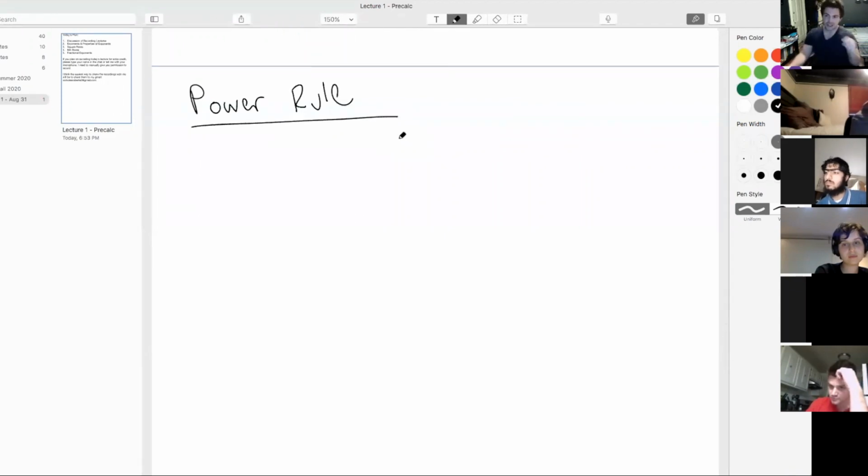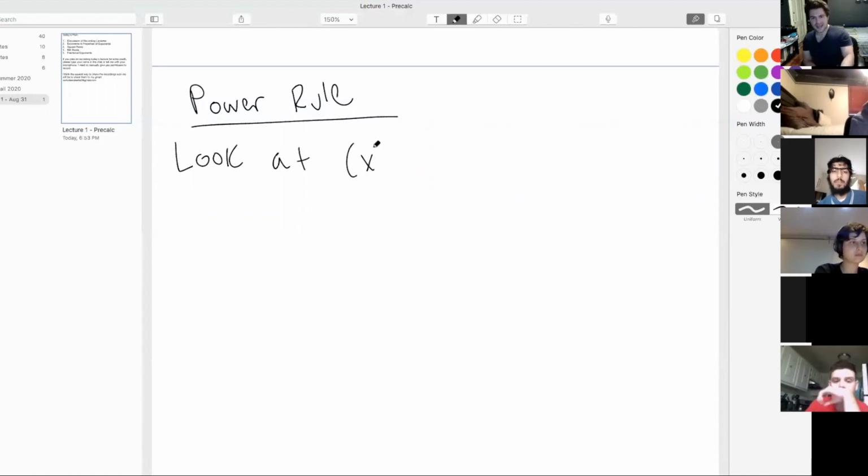So again, let's look at a little motivating example. I just like to do a motivating example, then I introduce the rule, just to see where it comes from. All right, so let's look at x squared cubed. That's what this rule will tell us how to deal with, an expression like this.